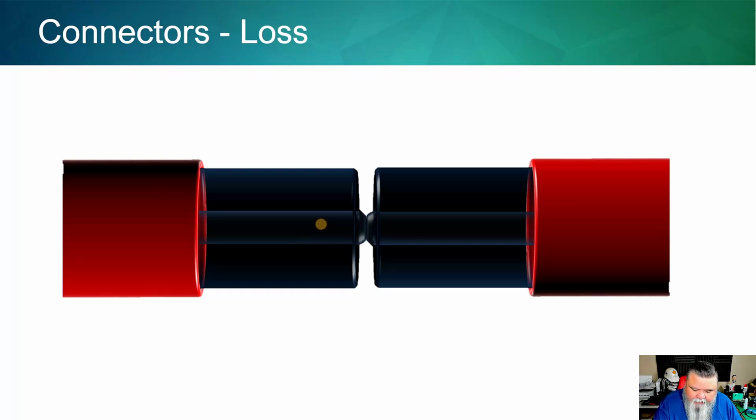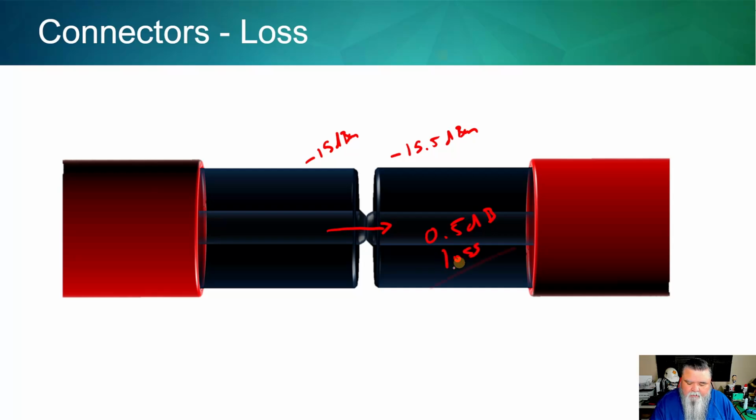So at this point here, we might have, say, around negative 15 dBm of light arriving at the connector. And then by the time it transitions through the connector to the other side, we might have something like minus 15.5 dBm. So less light. So that's roughly 0.5 dB of loss.